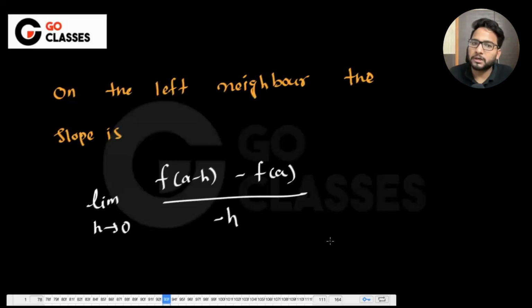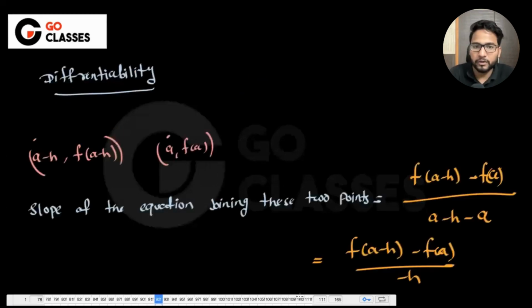Now, can you talk about the slope with respect to the right neighbor also? I think we can. Shouldn't we take f(a) minus f(a minus h)? Yeah, you can do anything. If you do f(a) minus f(a minus h), it will be a minus (a minus h). You can just multiply minus one on the denominator and numerator, it does not matter. It will then be plus h. You can do it in any way.